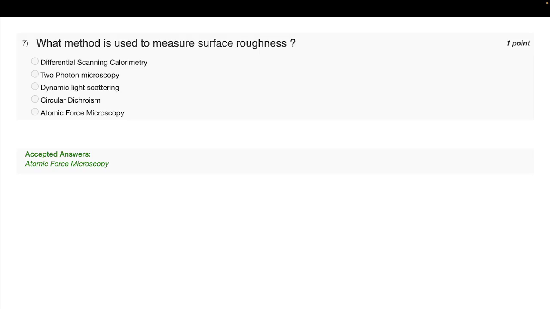Atomic force microscopy has a cantilever needle or a tip which scans your entire surface, and that's where you get to know how rough your surface is, what the contours on the surface are. So atomic force microscopy is used for that. Let's move on towards the next question.